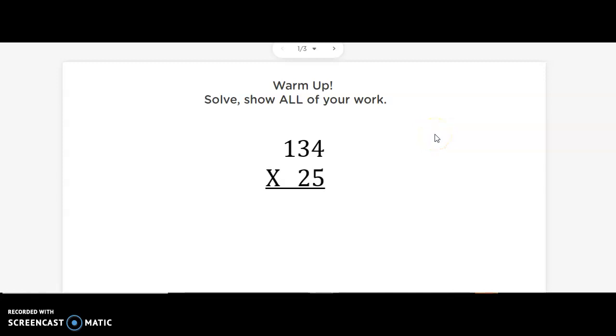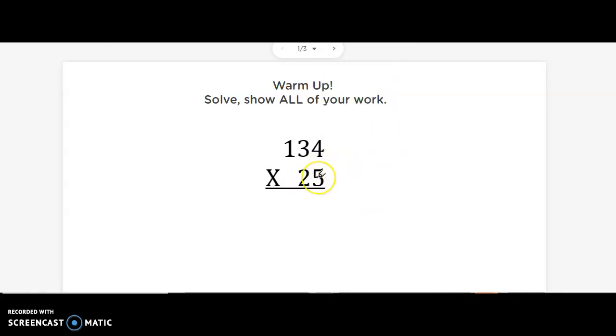Hi, boys and girls. Let's take a look at your first warm-up question for today's Class Connect. It is a multi-digit multiplication problem. So let me grab my tools here and we'll get started.